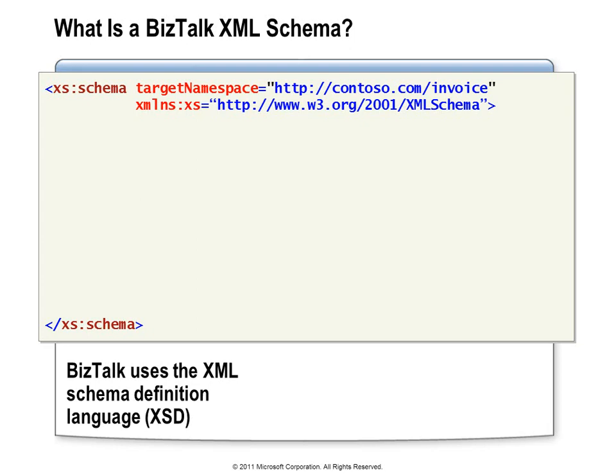Notice at the top that this schema specifies a target namespace. What that's saying is that all of the elements and attributes and data types that we define within this schema will be part of the contoso.com invoice namespace. You can also see that this document specifies a namespace prefix for the W3C's 2001 XML schema namespace. And that's because this schema document that we're looking at here is a valid XML document, and so it has to follow all the rules of any other XML document.